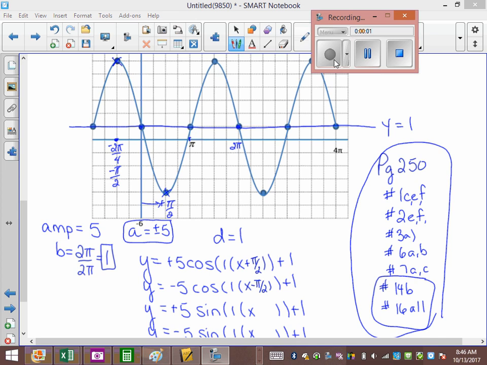So sine and cosine are the same, correct? Your A is the same, your D is the same, your B is the same, but the C's are different. So for cos, if it was a positive cos, we look for the closest maximum and see how far it moved away from the y-axis. If it's a negative cos, we look for the closest minimum and see how far away it is from the y-axis, not the x.